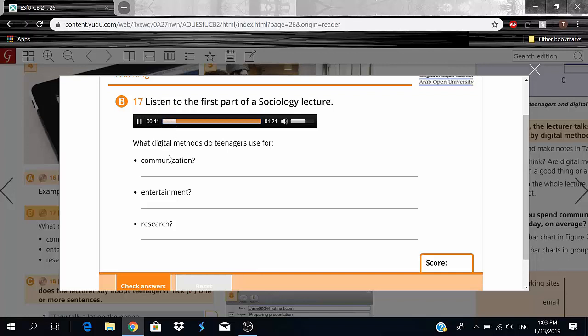In sociology this week, we're looking at the daily life of teenagers in the modern world. Today, I'm going to look at teenagers and technology. Teenagers are living in the digital age. What does that mean? It means that teenagers use digital methods for communication. Digital methods use a computer in some way.